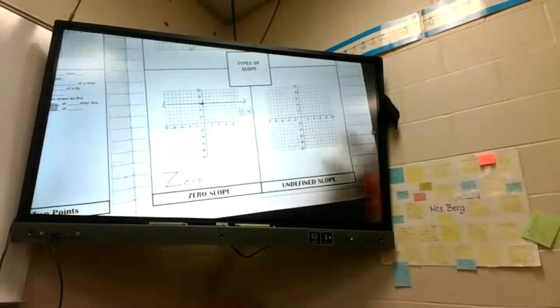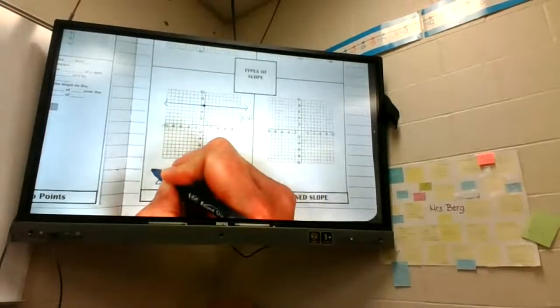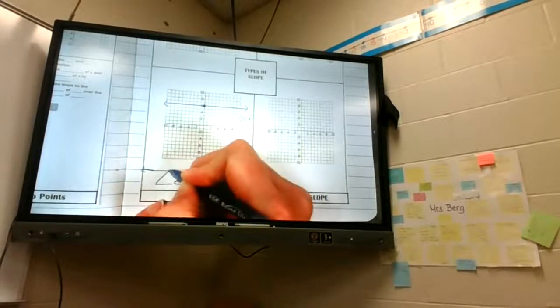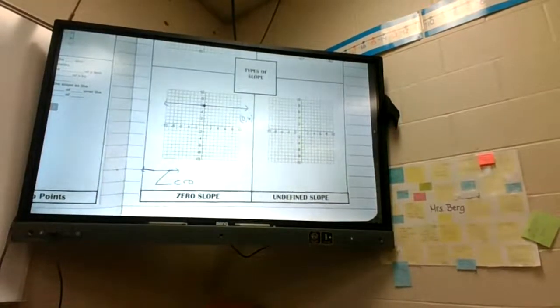A way to remember that 0 is a flat line, if you write the word zero and extend that top line of the Z, that makes a flat line. Okay. So that would be a 0 slope.